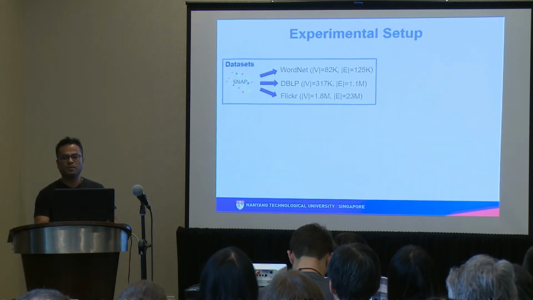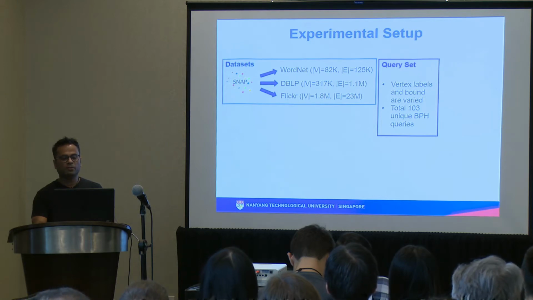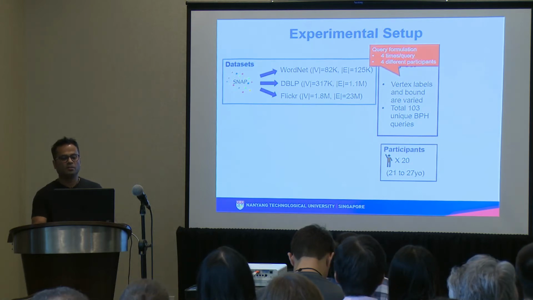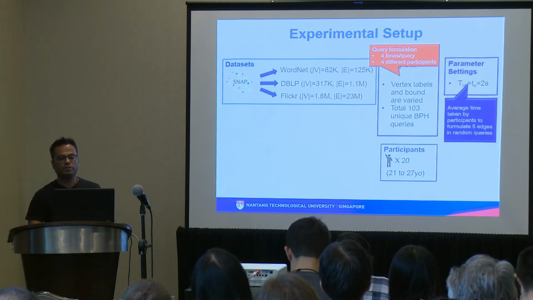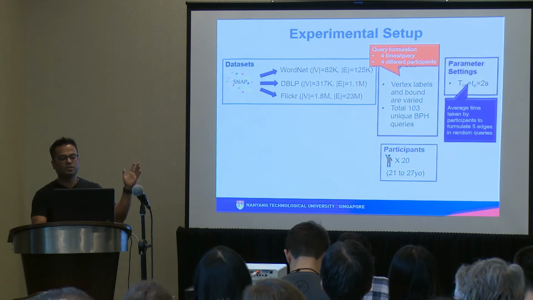Let me give you some experimental setup here. So we tested with several networks. We tested with several query sets, and we have basically 103 unique BPH queries. There were 20 participants. Queries are formulated 4 times per query and by 4 different participants. Average time taken to the T latency was 2 seconds.